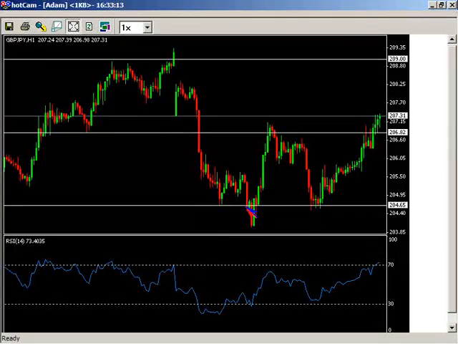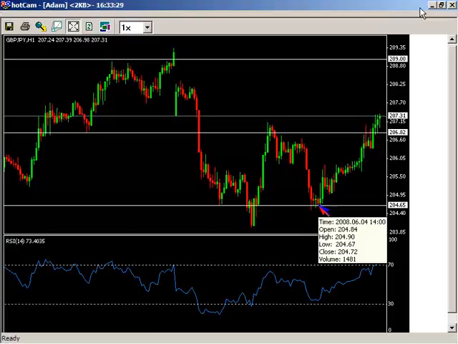If there's any other currency pairs you'd like to see, please don't hesitate to let me know, by the way. We're more than happy to queue them right up. But as far as the Pound Yen, it gave us a great entry to go long when the RSI crossed back above 30 near the 204.60 level.